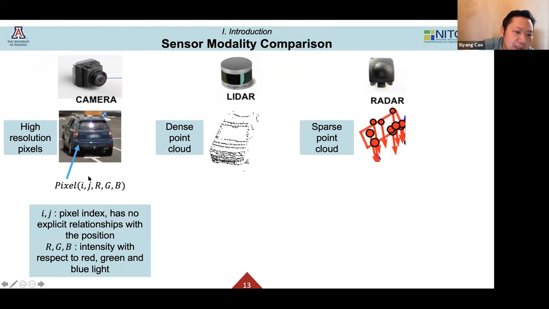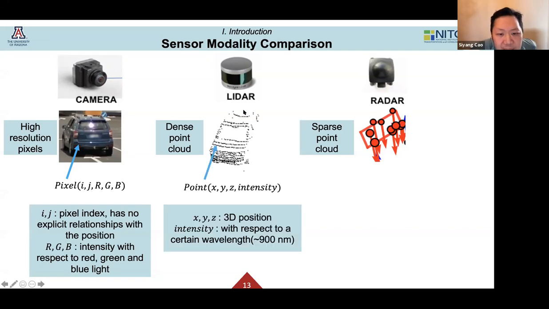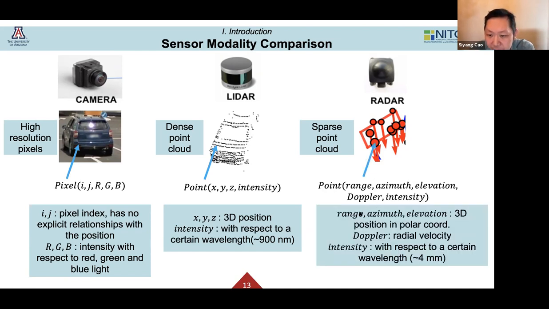So you can tell for camera here, typically we have the XY coordinate or pixel index, as well as the RGB intensity corresponding to each pixel. And LiDAR can provide three-dimensional point information as well as the intensity. Radar can measure the range, azimuth direction, and elevation direction. Basically, these three pieces of information can give us the three-dimensional position for each point. And also radar, different from the other two sensors, can provide a relatively stable radial velocity, which will be very helpful for us to determine the speed of vehicles. And radar can also provide the intensity.